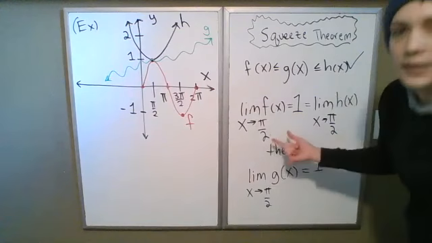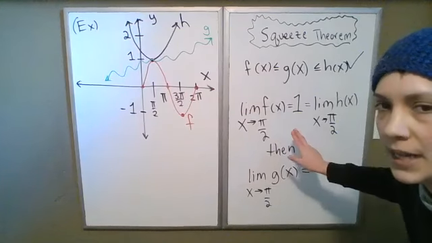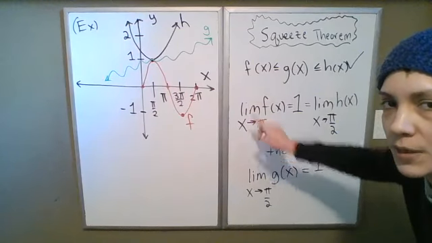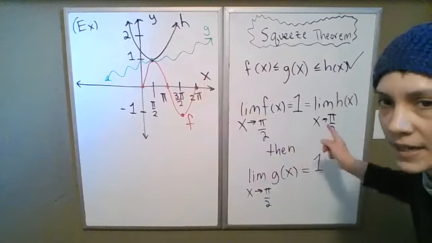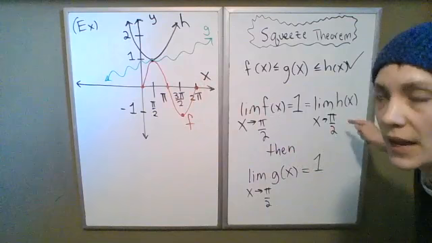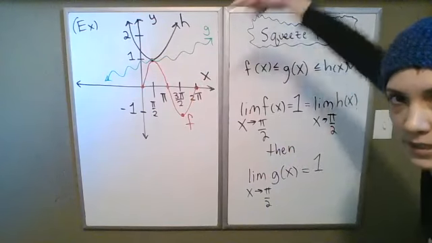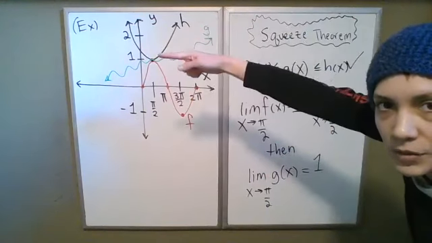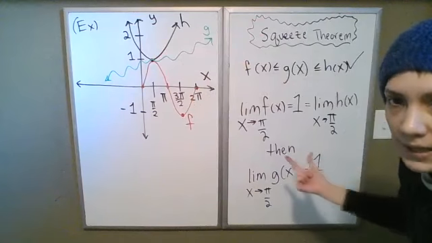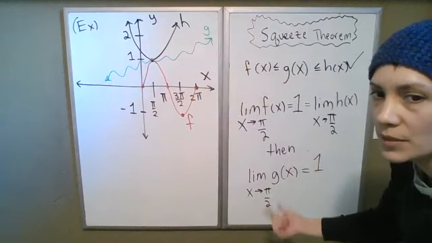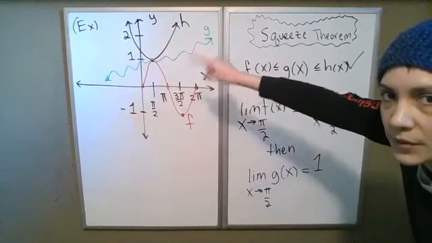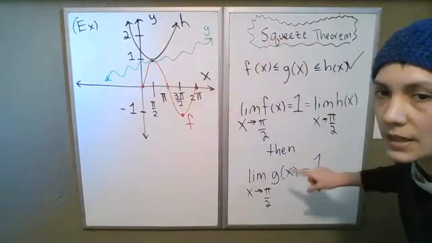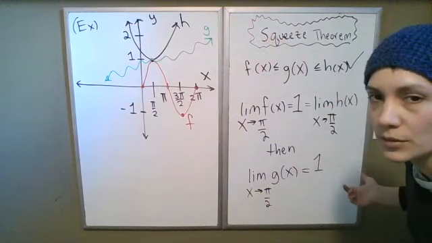Just to read it out, the limit as x goes to pi over 2 of f of x is 1. And it's the same as the limit as x goes to pi over 2 of h of x, which comes down to 1. And that forces the limit as x goes to pi over 2 of g of x, the function that's squiggling through, also must be equal to 1.